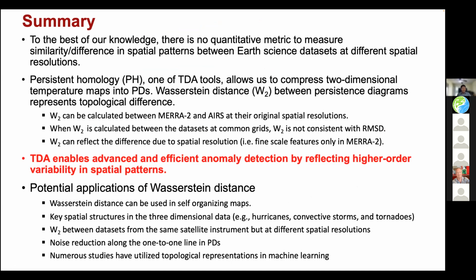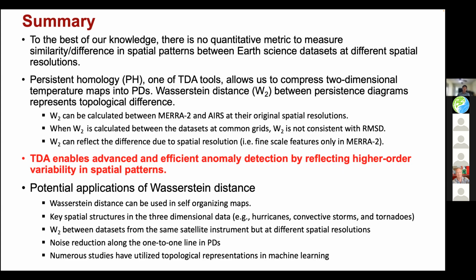So as far as we know, there's no quantitative metric to measure differences in spatial patterns between Earth science datasets at different spatial resolutions. In our work, persistence diagrams summarize the temperature maps during the extremely cold and heat waves in 2021. And we are confident that partial Wasserstein distance between persistence diagrams can be a unique alternative to the conventional metrics and Taylor diagram, because partial Wasserstein distance can be calculated without regridding datasets.